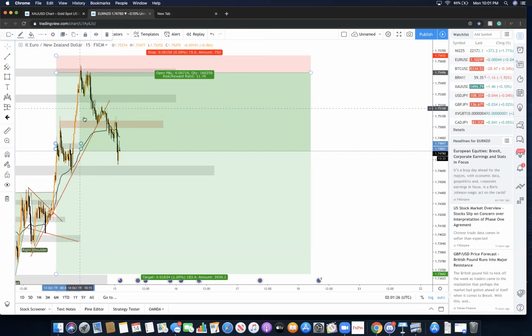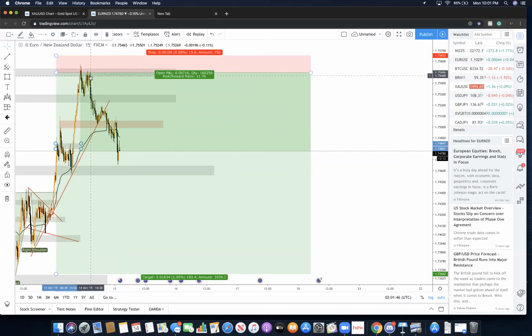So just make sure you're confirming when you see consolidation, right? You're not just labeling it as a distribution or accumulation and assuming that the market's going to go up or down. Just confirm it once the market breaks that level.